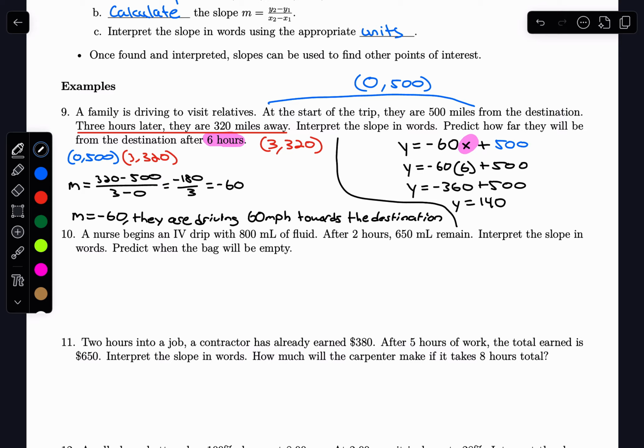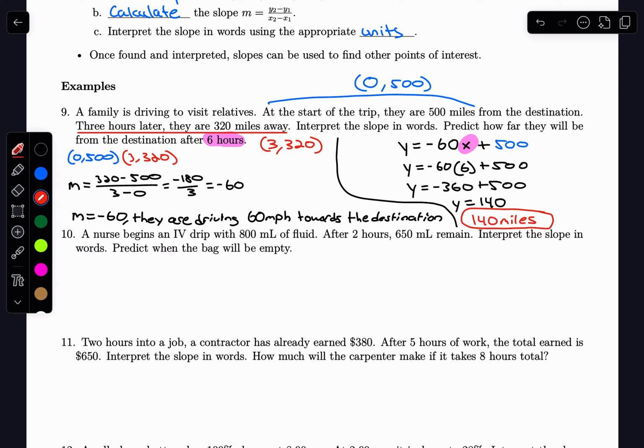Now we just have to put some units to this. We got y equals 140. Remember that our y values here, the 320 and the 500, represent the miles from the destination that they are. So if we get y equals 140, that means that after 6 hours, they will be 140 miles away. So it says predict how far they will be from the destination after 6 hours. Our prediction is 140 miles.